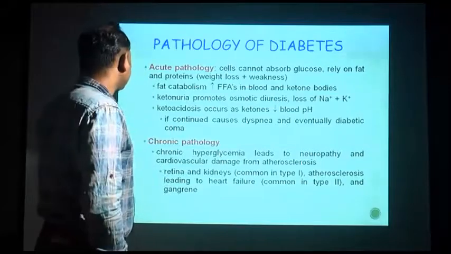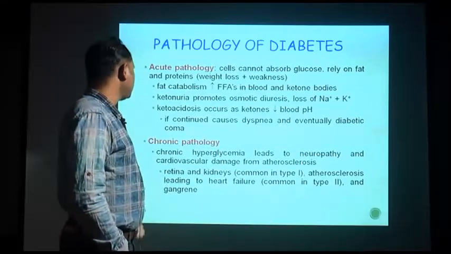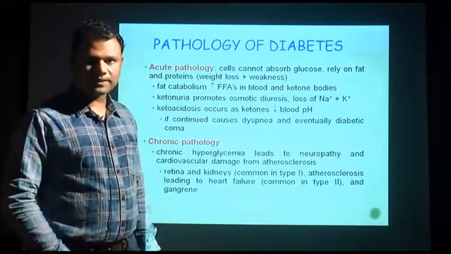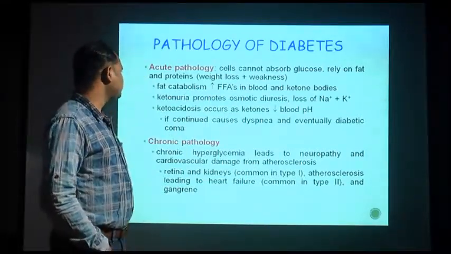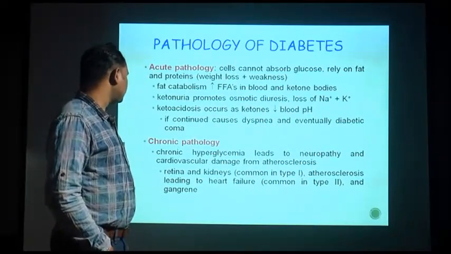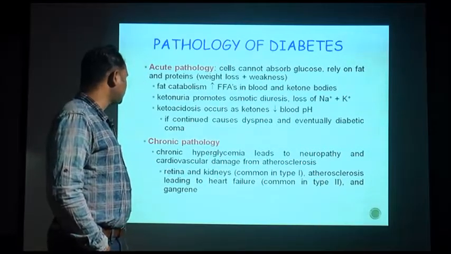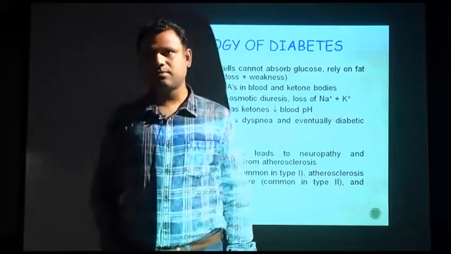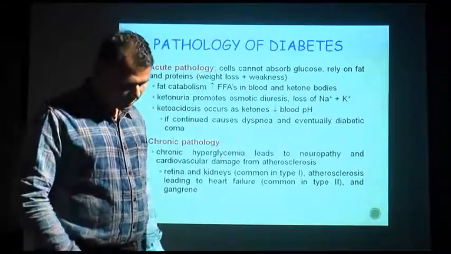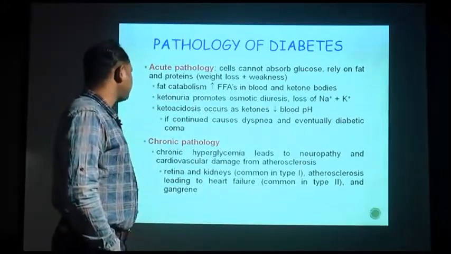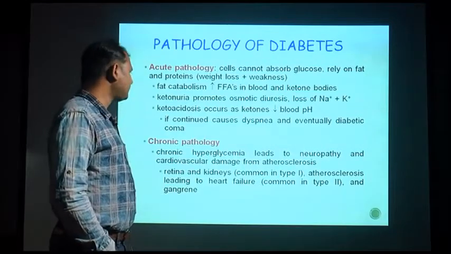So, in the chronic condition, what happens? Chronic hyperglycemia leads to neuropathology, and cardiovascular damage from atherosclerosis also happens in chronic pathology. One is atherosclerosis, one is arteriosclerosis. You must remember that, so go through it and read. Cardiovascular damage is basically associated with atherosclerosis.